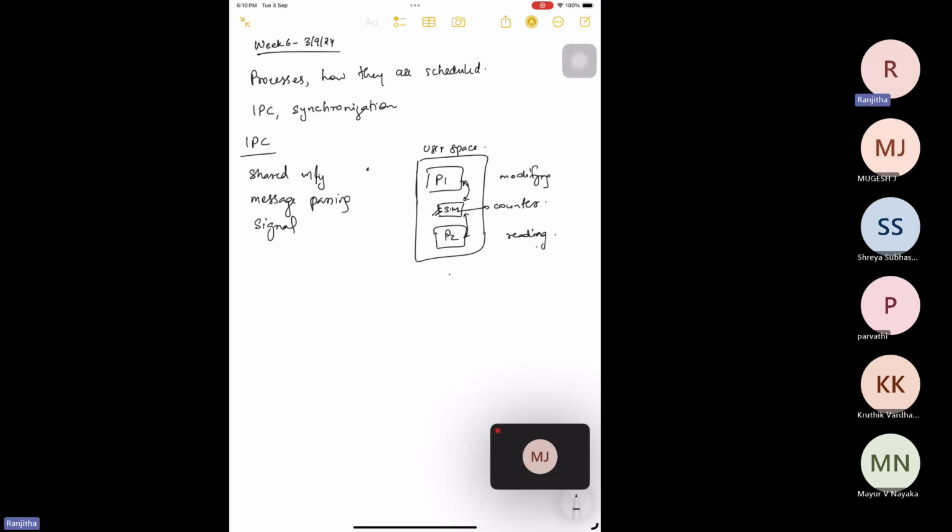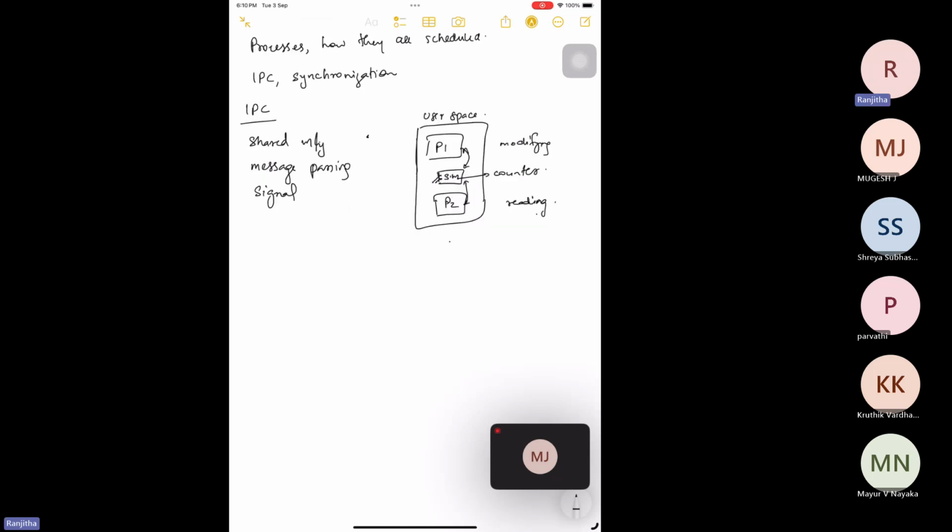Another mechanism is message passing. In message passing, it is more like a shared memory inside the kernel. So we will have user space, we will have process P1, process P2, and in the kernel space, we will have this shared memory. It will be in the kernel space. We can think of this as some message queue kind of a thing.